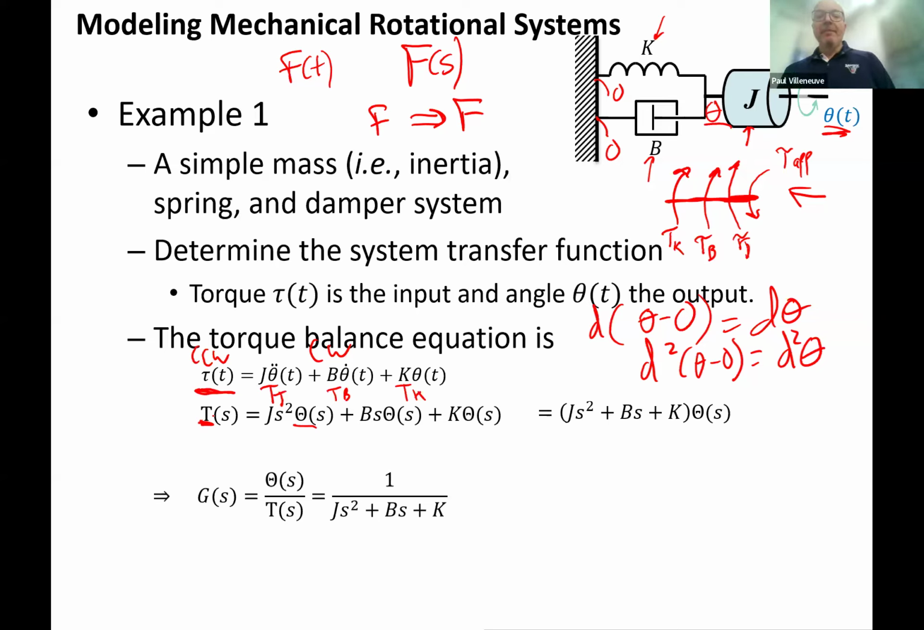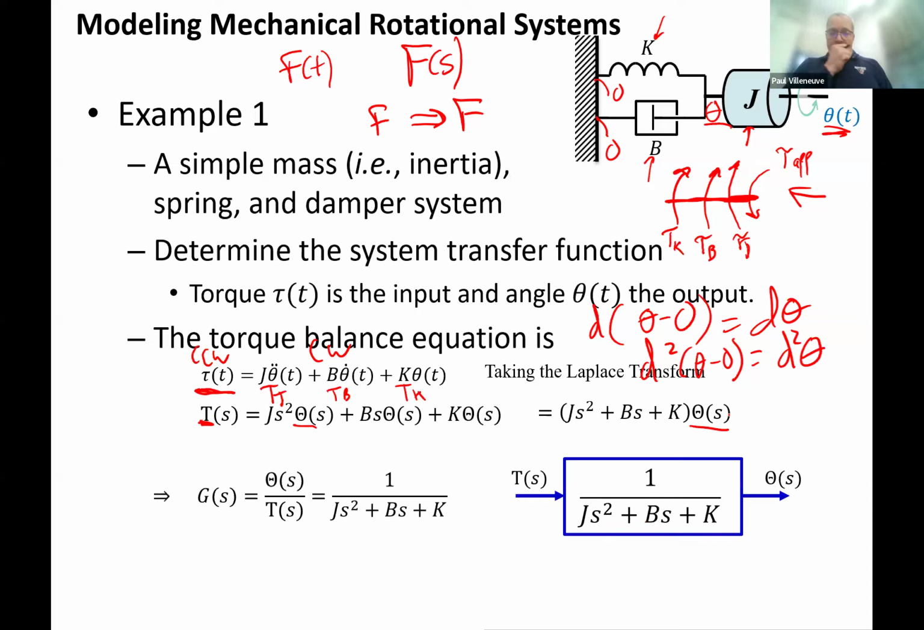Yep. All right, now we can factor out our theta s. We saw for our transfer function, our input is our applied torque. So this is the input. Our output is our theta position. And now we can do our block diagram. 1 over js squared plus bs plus k is our block. Questions on that, Avery?